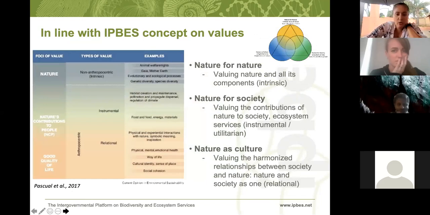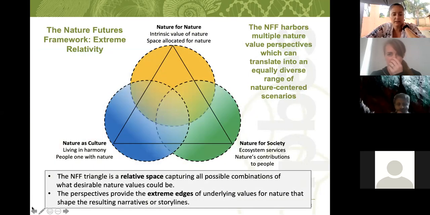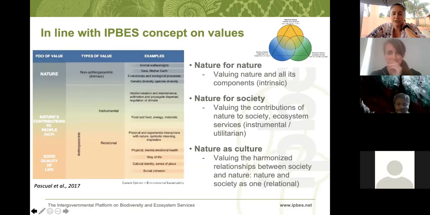And as I mentioned, this also is in line with the IPBES conceptions of values. There's an entire assessment that's being worked on this, but in essence, they've spoken about intrinsic value of nature, much more instrumental values of nature, and then relational. So this maps quite nicely onto the triangle.